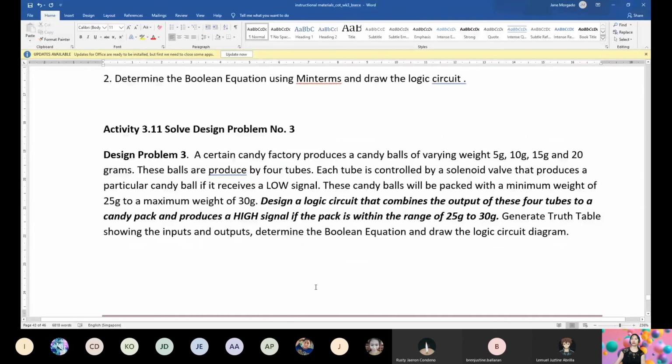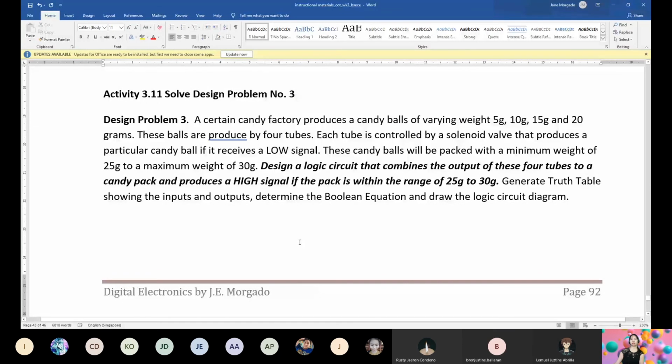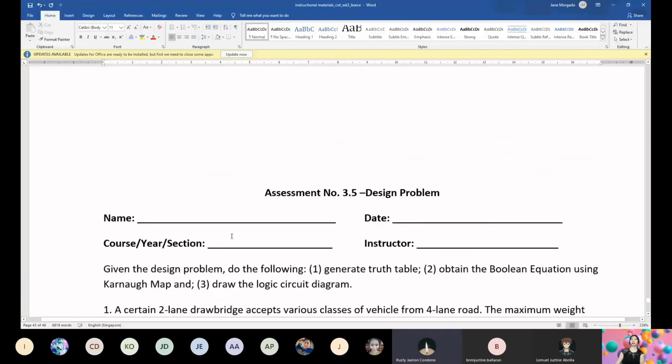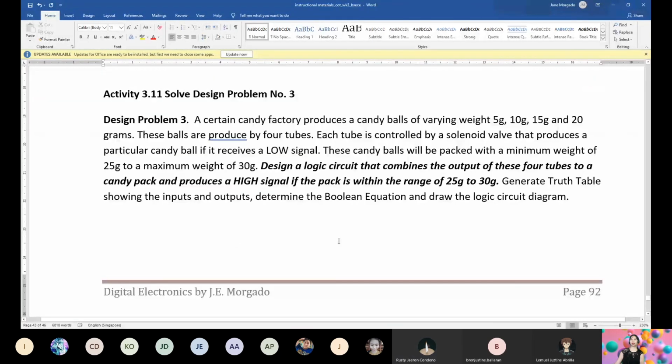Okay, so let's have the design problem number 3. Ma'am, question. Saan po ipapasa sa assignment? MS Teams pa rin. I-message sa'yo, ma'am. Okay, ma'am. Sa MS Teams, hindi nawawala yung mga sinubmit nyo. Nandyan lang. Naka-compile.